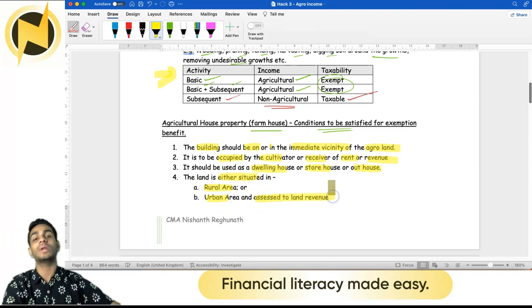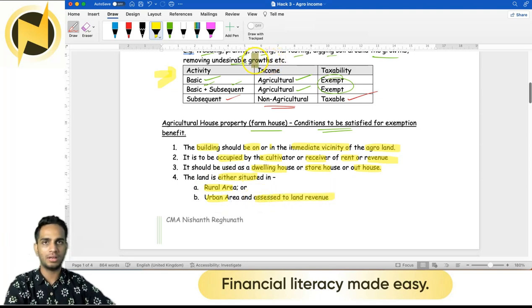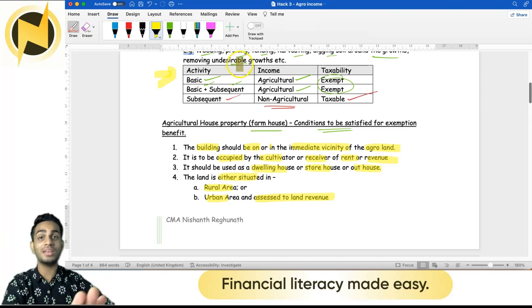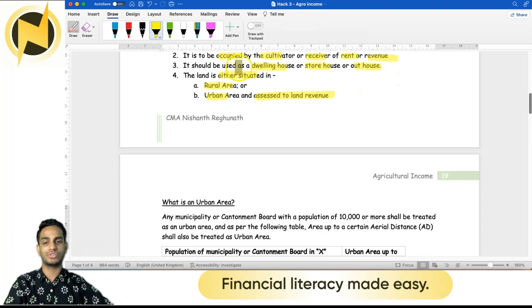That's it. And finally, the land is either situated in a rural area or an urban area which has been assessed to land revenue. So this particular area should be a rural area, or it can be an urban area, but this urban area should be assessed to land revenue. Now what is a rural area and what is an urban area? That's what we're going to study next. Very, very important as far as income tax is concerned.